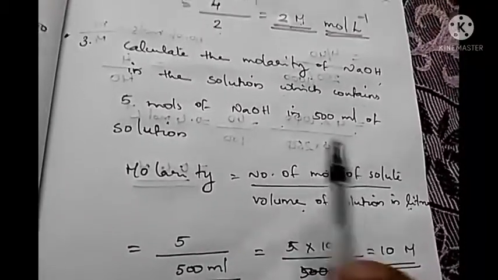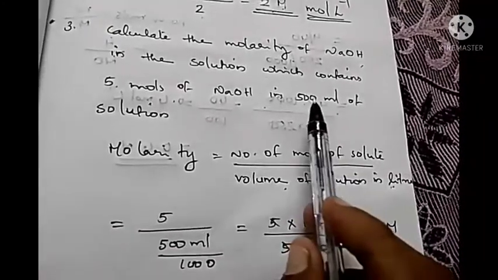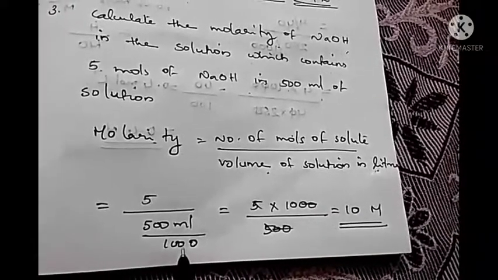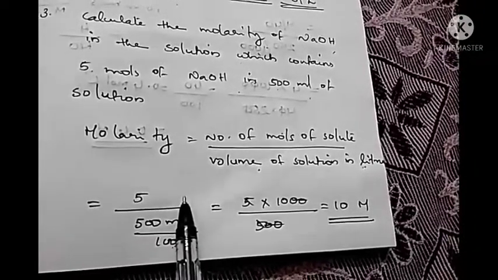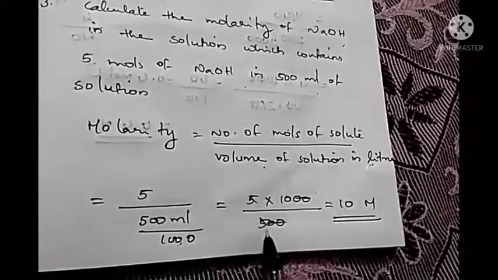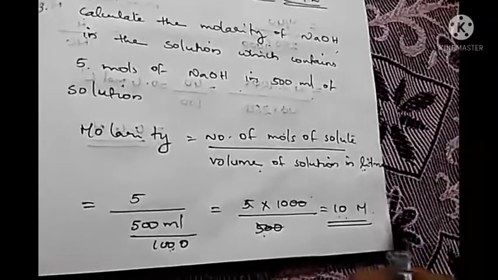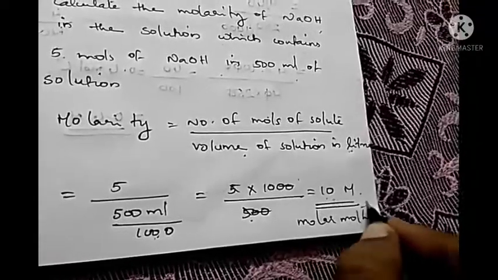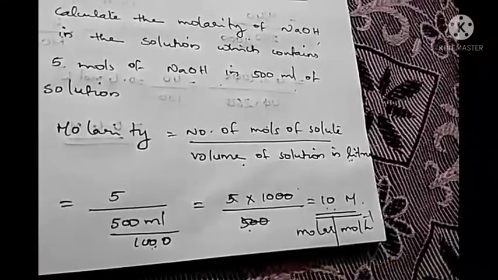So we can substitute the values: molarity is equal to number of moles of solute, that is 5, divided by volume of solution in liter. Here the volume is 500 ml, and we convert it into liter by dividing by 1000, so 500 divided by 1000. Simplifying, the 1000 goes to the numerator, so we get 5 into 1000 divided by 500, which simplifies to 10. 10 molar, or we can write 10 mole per liter. Clear that? Molar or mole per liter, any one of these units we have to write.